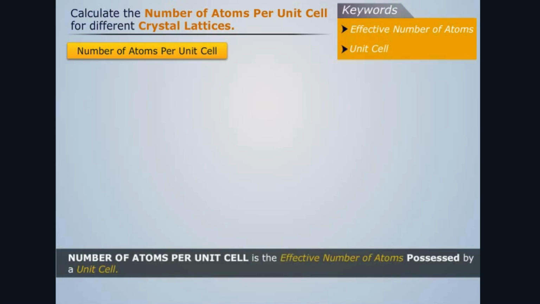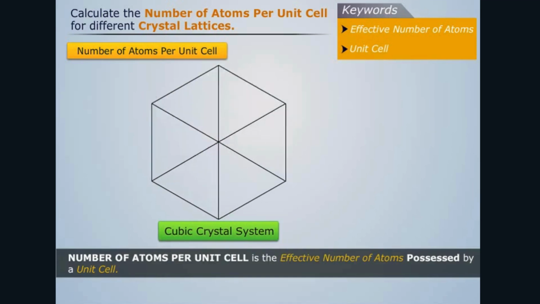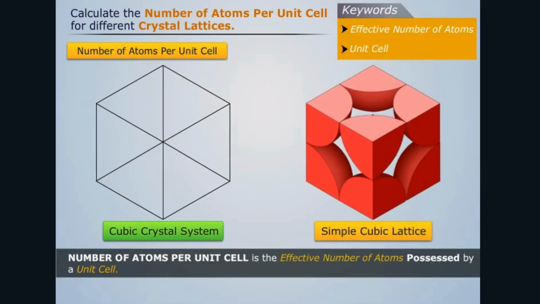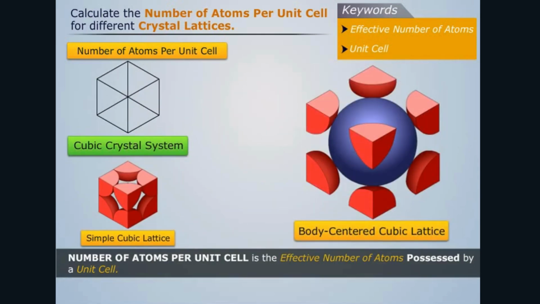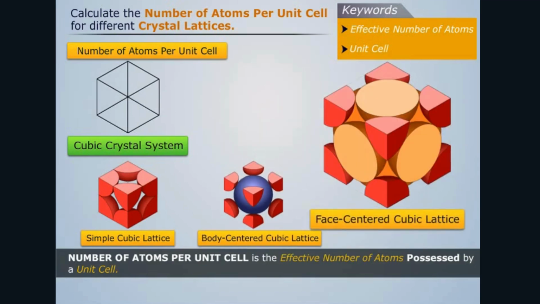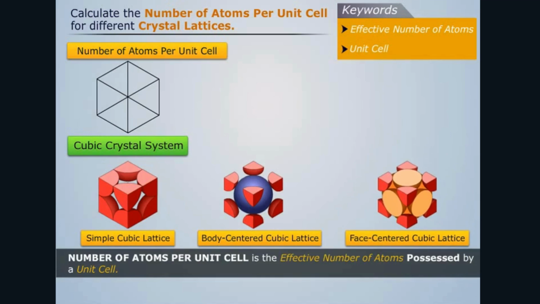Number of atoms per unit cell is defined as the effective number of atoms possessed by a unit cell. Let's consider a cubic crystal system. We know that for cubic crystal system there can be 3 Bravais lattices: simple cubic lattice, body-centered cubic lattice, and face-centered cubic lattice. Now let's try to calculate the number of atoms per unit cell for each of these cubic crystal lattices.